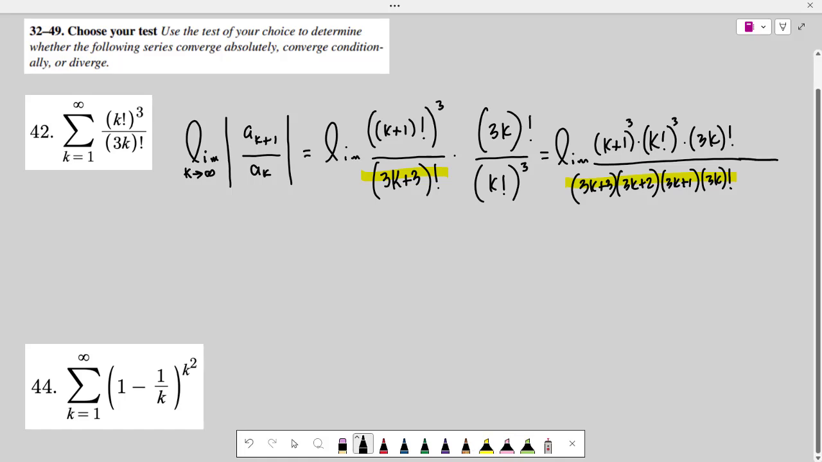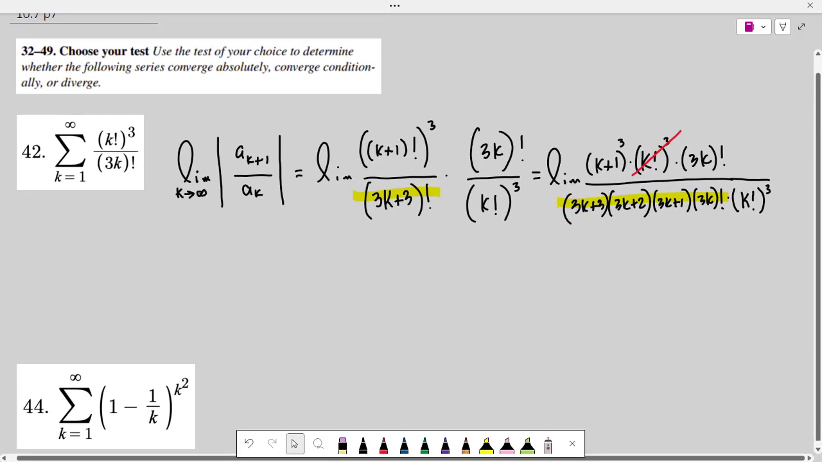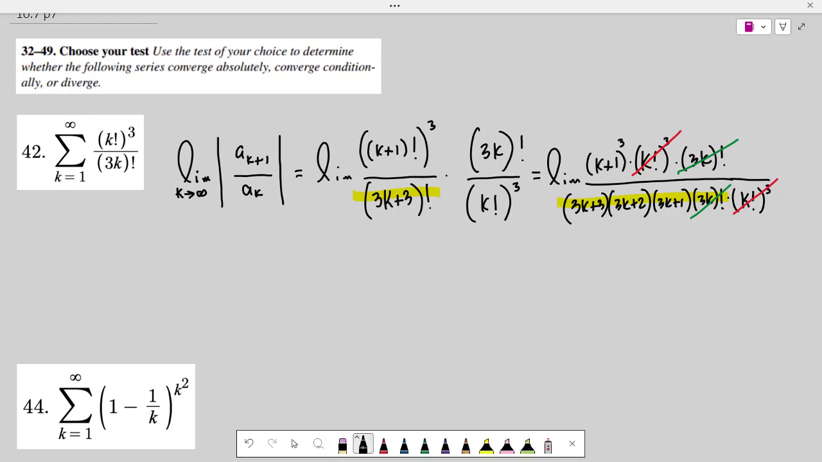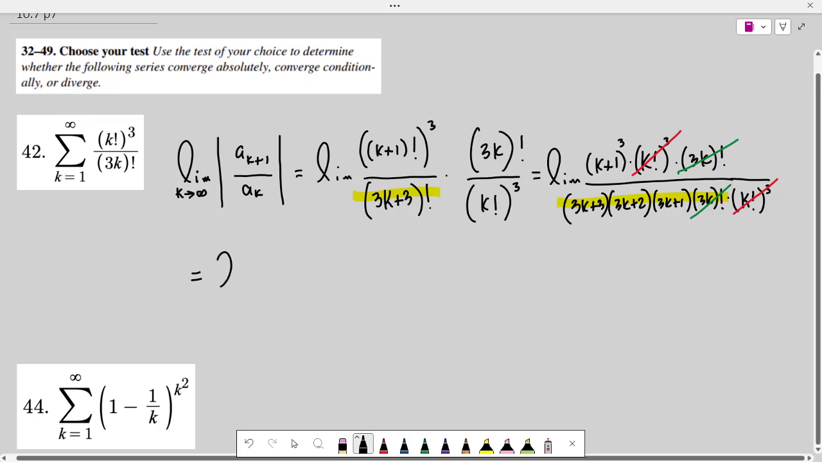So we have, let's see, what else? We have a k factorial quantity cubed. Now we're going to have some cancellation. K factorial quantity cubed, k factorial quantity cubed. A 3k factorial, 3k factorial. Now we're in that polynomial limit at infinity land again.